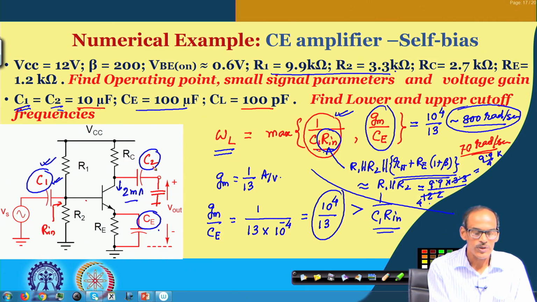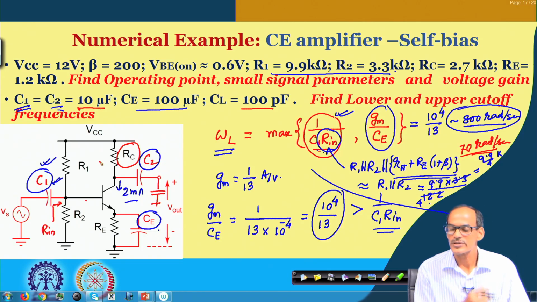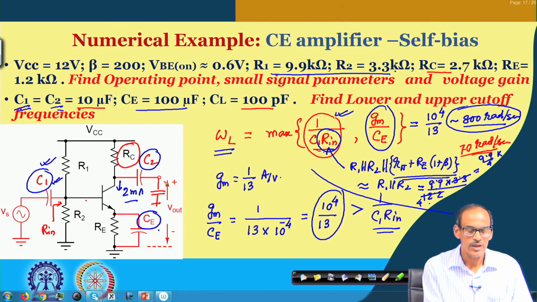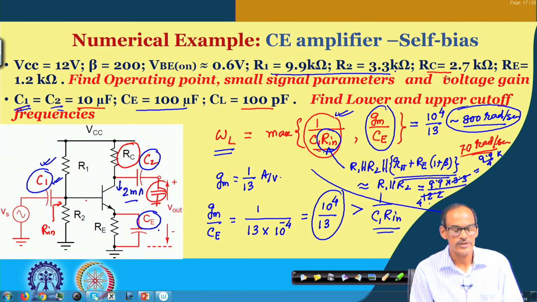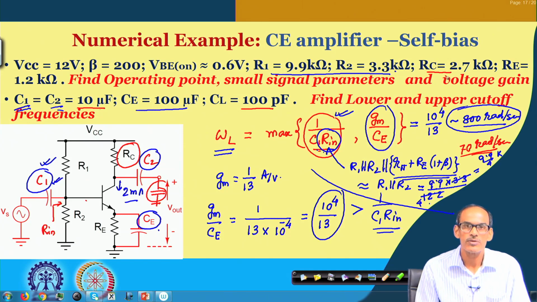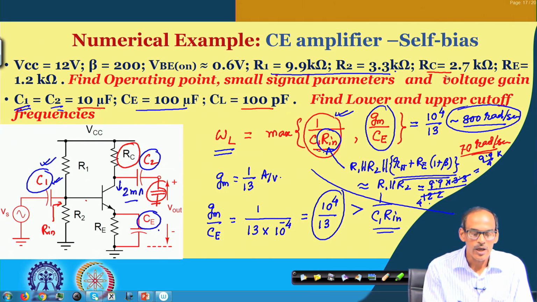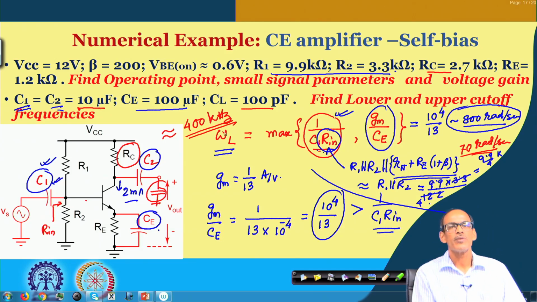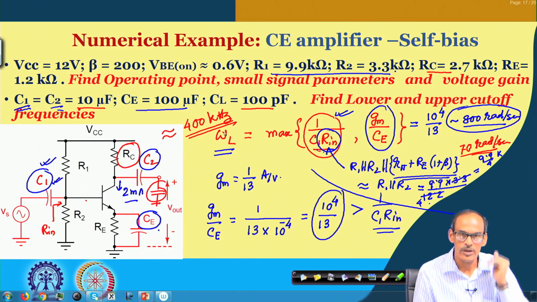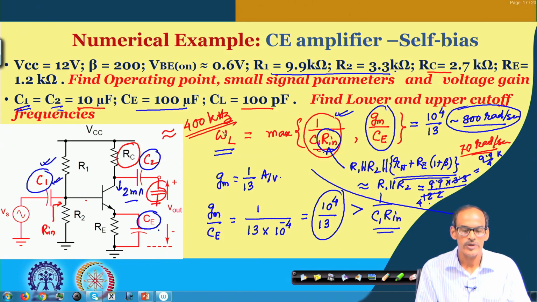The upper cutoff frequency again comes from RC and CL, and RC was of a similar value, or at least its order of magnitude is similar to the previous example. So the upper cutoff frequency will again be in the order of a few hundreds of kilohertz. That gives you some idea of the practical values of the lower and upper cutoff frequencies, or the frequency response you get.